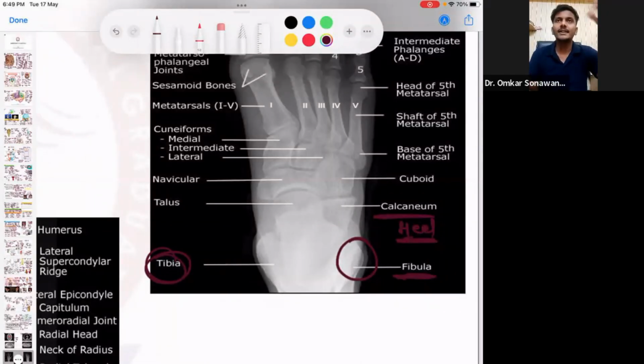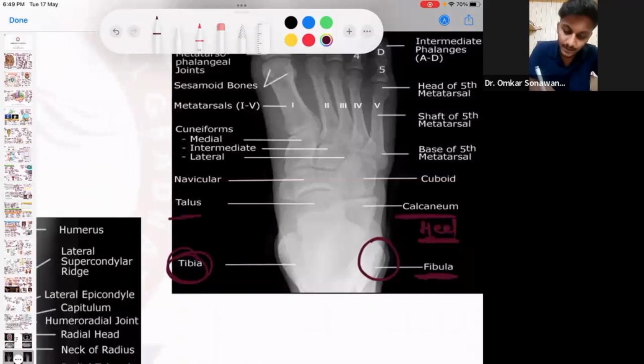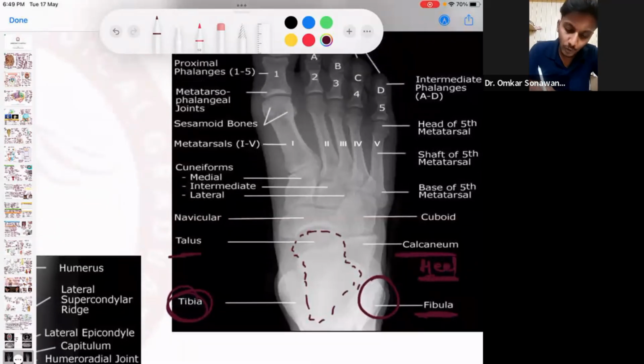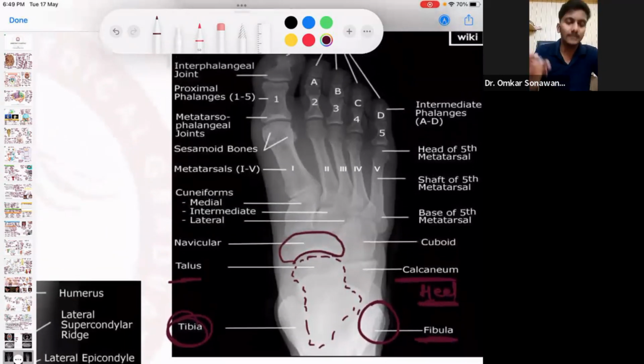Largest tarsal bone is the calcaneum. Okay, above the calcaneum we can see this bone known as the talus. In front of the calcaneum and talus we have a semicircular bone known as the navicular.